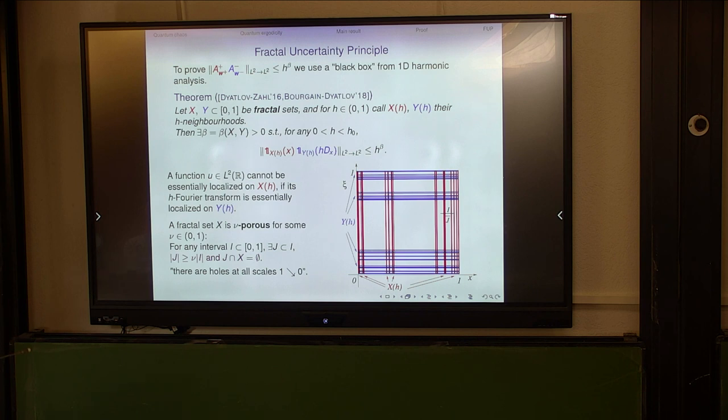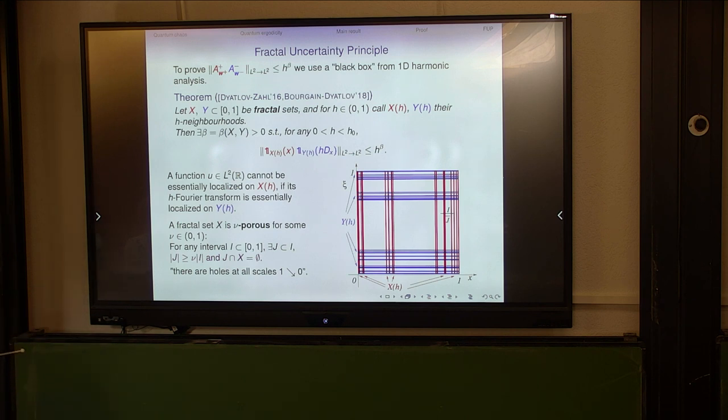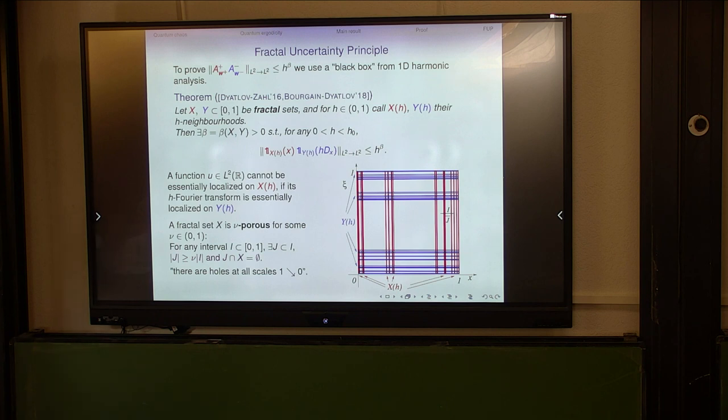The important thing is that this does not just depend on the volume or the length of x and y, because x of h and y of h could have volumes which are much larger. Of course, if the volume of x of h were very small, then this would be simple. It would end up with the standard uncertainty principle, which tells you that you cannot squeeze a state on a scale smaller than square root h in momentum and position at the same time. But this fractal uncertainty principle also holds if the volumes are much larger than square root h, and it really depends on the geometric property. For instance, you cannot replace x of h by some periodic lattice of small intervals. It does not work. You need these holes at every scale, from scale 1 down to scale 0.